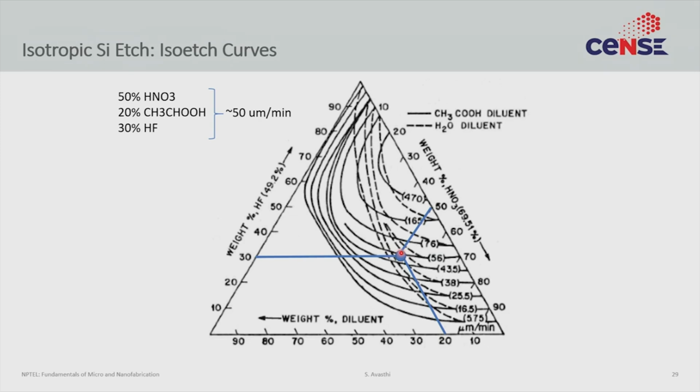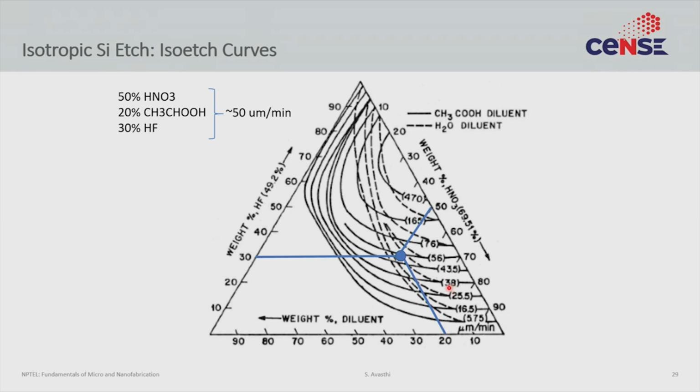But if the diluent was water, you would actually have to look at the contours given by the dashed lines. So which is the dashed line this is closest to? This is closest to this one. And that has an etching rate of only 38 micron per minute, which is around 24% lower than 50 micron per minute.